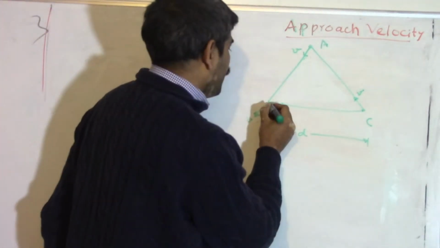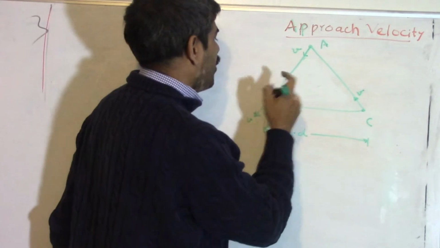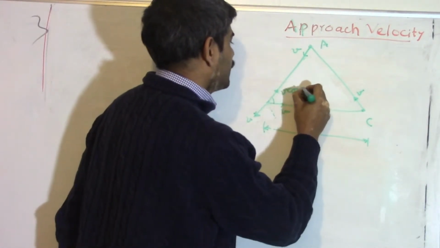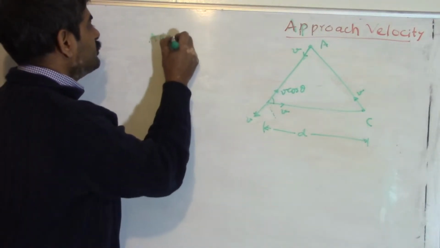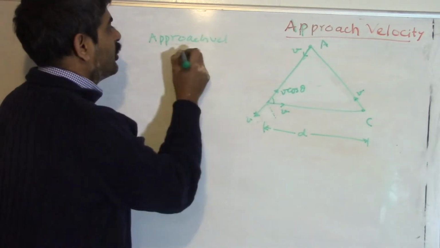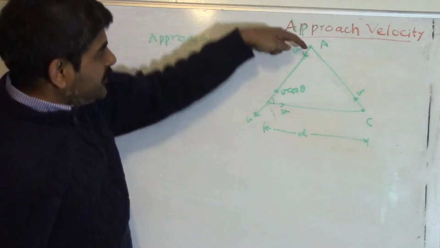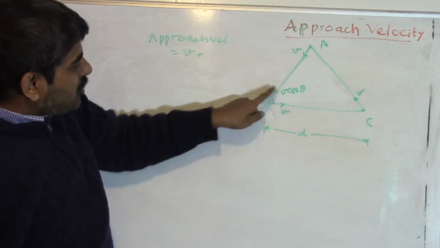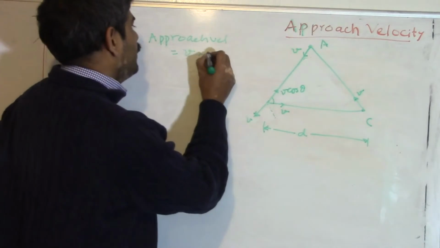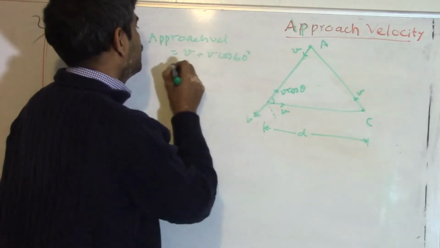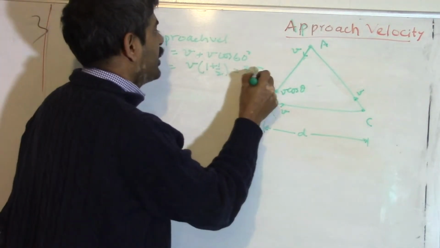So what we do is we mark this angle theta. The component of the point B along this line is v cos theta. And therefore, the approach velocity will be equal to v, this is the velocity with which A is trying to move towards B, plus v cos theta, the velocity with which B is trying to come towards A. So this is v cos 60, and cos 60 is 1 by 2. So this is v times 1 plus 1 by 2, which is equal to 3v by 2.